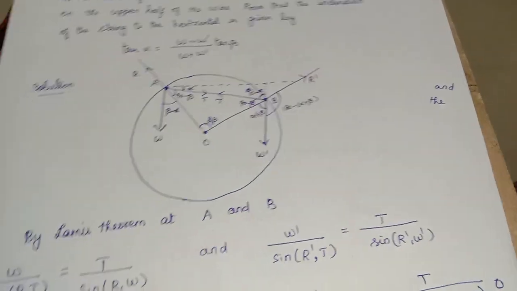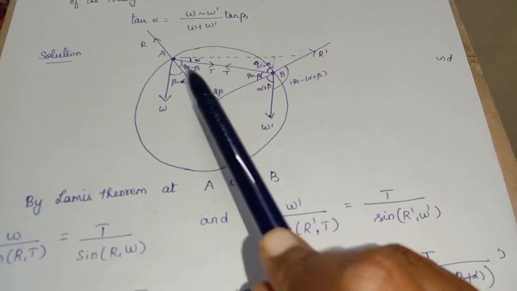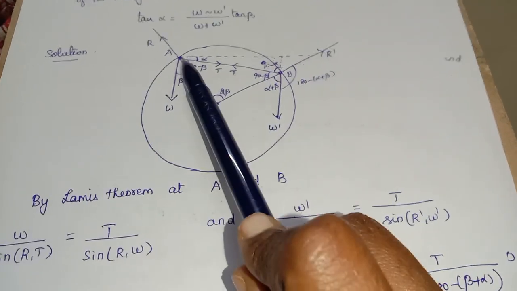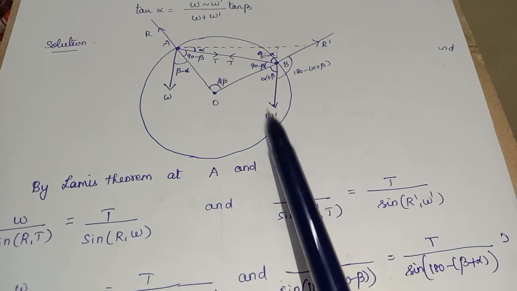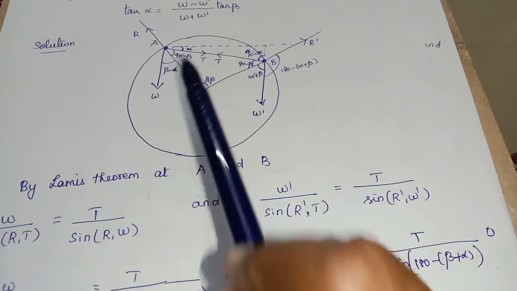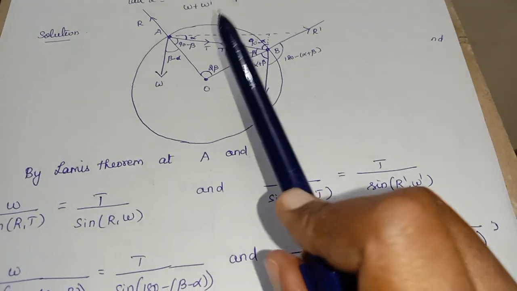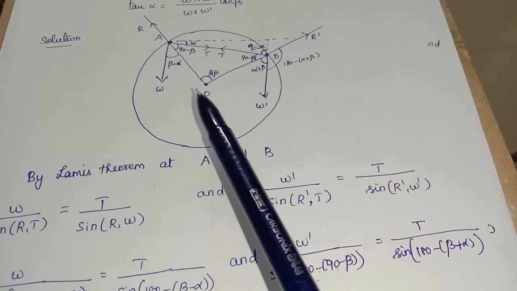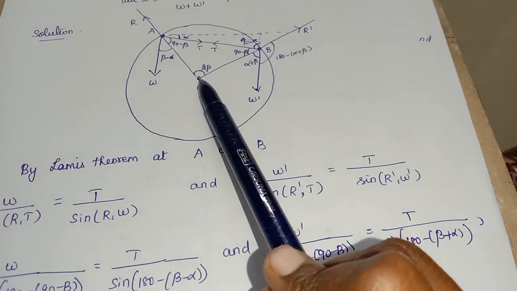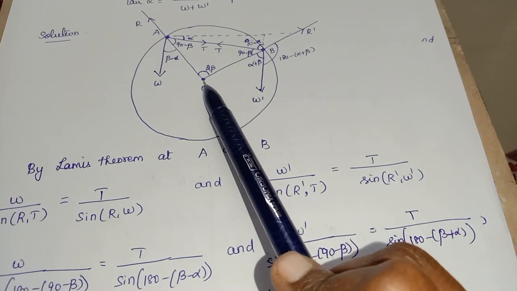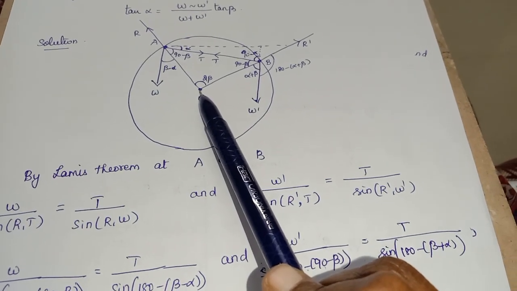I have a circle with center at O, and a string AB. At both ends of the string I have tied two weights W and W dash. This string is making an angle alpha with the horizontal line, the dotted line, and it subtends an angle 2 beta at the center of the circle. So we have to find out what is tan alpha.